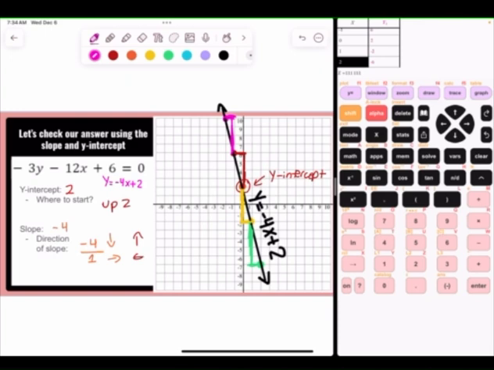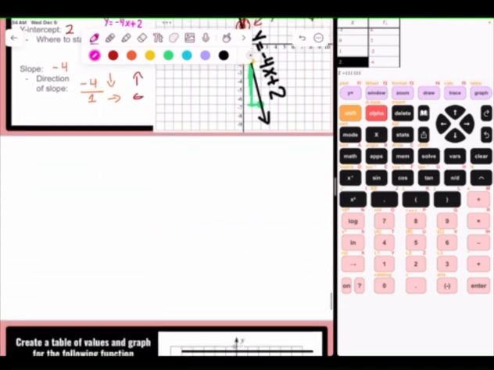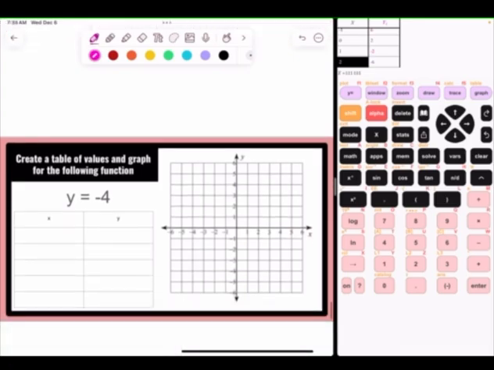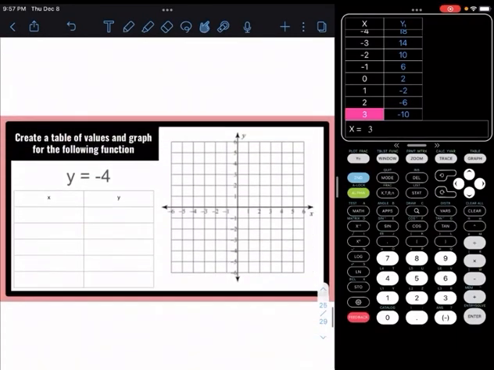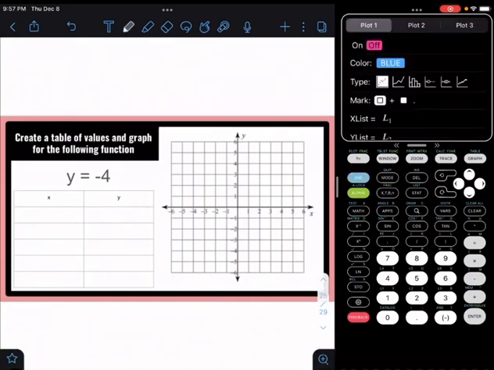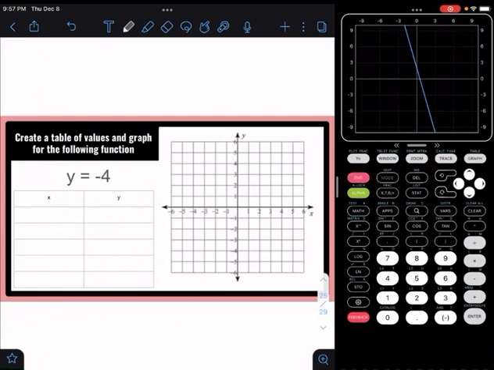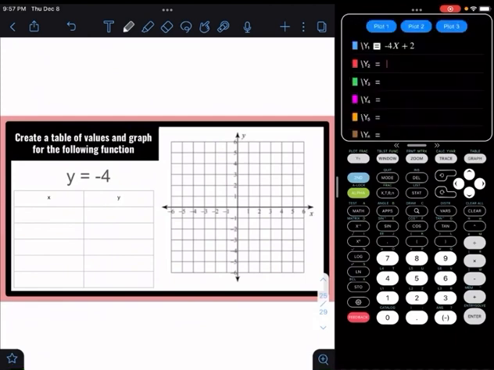Now we are going to move on to graphing equations that say x equals and y equals. This next one, y equals -4. Let me go to my graph. Y equals -4. Okay. And let's go and make a table.